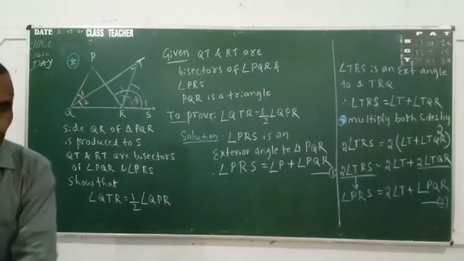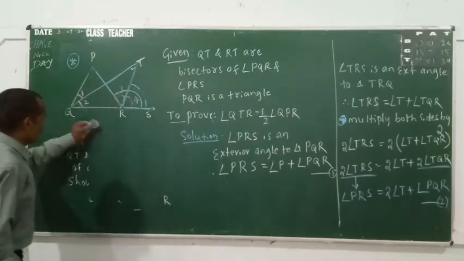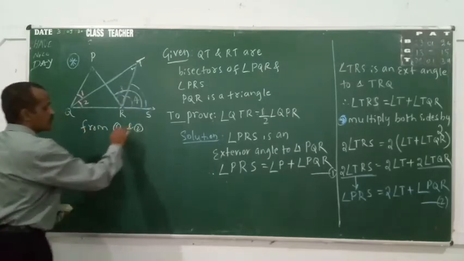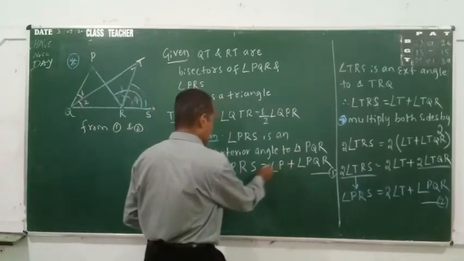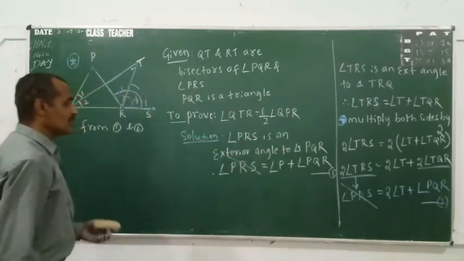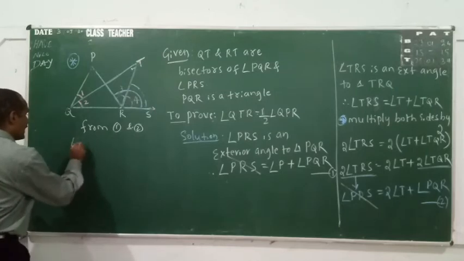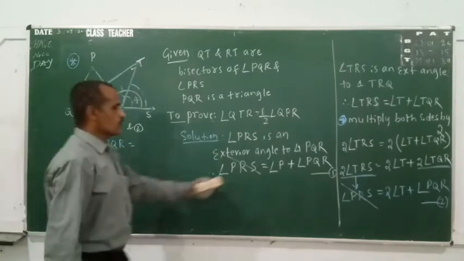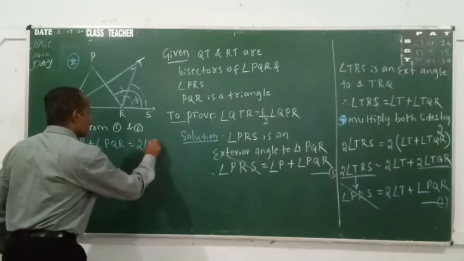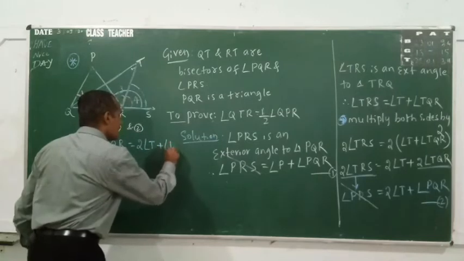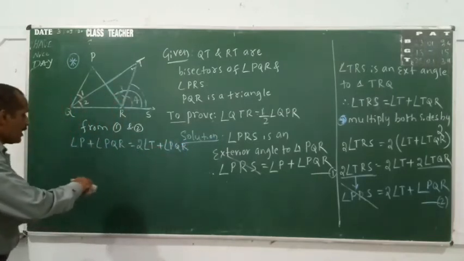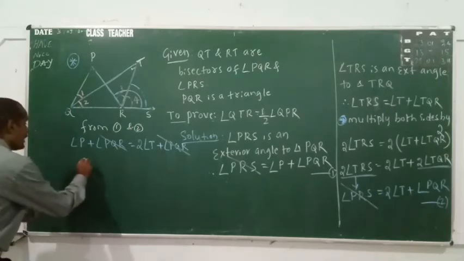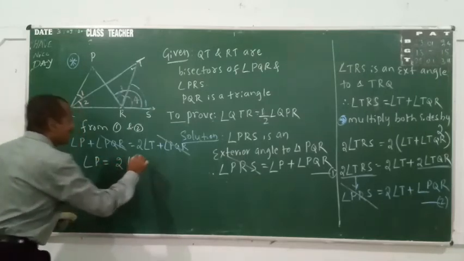Almost our solution is going to be complete. And now what happens? From equation 1 and equation 2, I will equate. Equation 1 is here. Equation 2 is at both sides. Angle PRS gets cancelled. And what can you write? Angle P plus angle PQR is equal to 2 times angle P plus angle PQR. When we compare these two, again PQR also gets cancelled, PQR on LHS and PQR on RHS. What is left out? Angle P is equal to 2 times angle T.